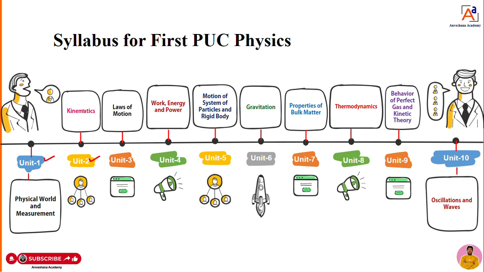Unit 2 deals with kinematics. Unit 3 deals with laws of motion. In Unit 4, we are going to study work, energy and power. In Unit 5, we are going to discuss motion of system of particles and rigid body. Unit 6 deals with gravitation. Unit 7 explains about properties of bulk matter.